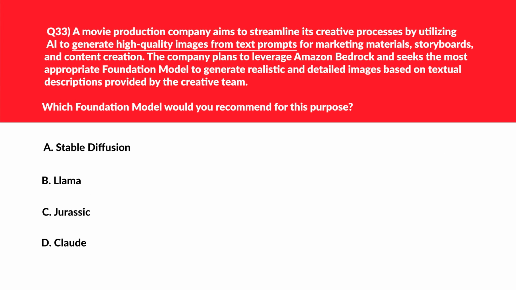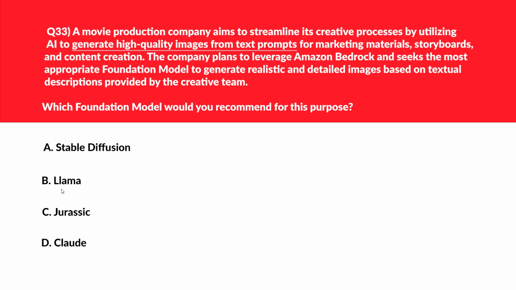Alright, now this looks interesting because it's all about generating high quality images from text prompts. So we have done the hands-on in our generative AI course, all these already. So let's look at option A first. A says stable diffusion. Stable diffusion is specifically designed for generating high quality images from text prompts, making it ideal for company needs. So we'll park this option aside.